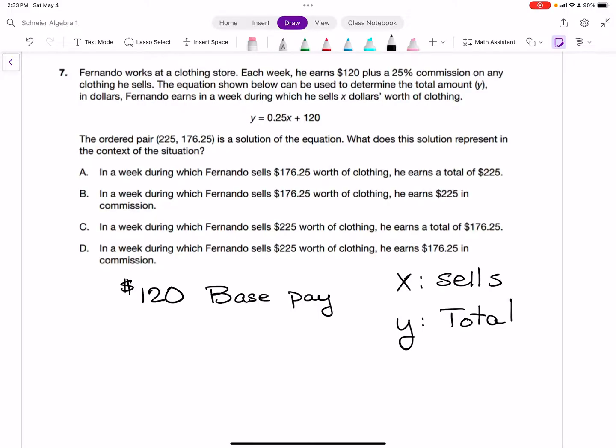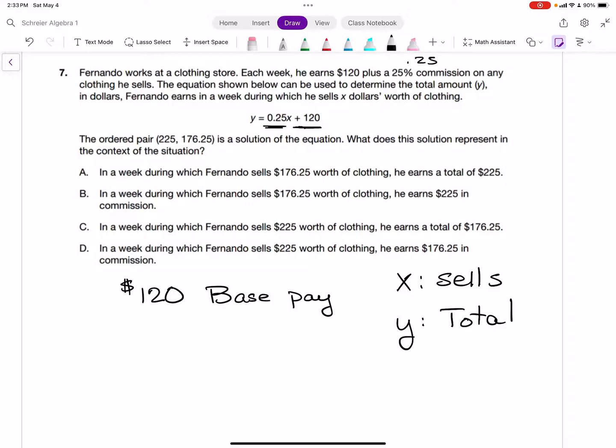So, I'm sorry, $120 is his base pay. So that's this 120 here. And then he gets 25%. So 25% as a decimal is 0.25. So this is 25% times the amount that he sells.